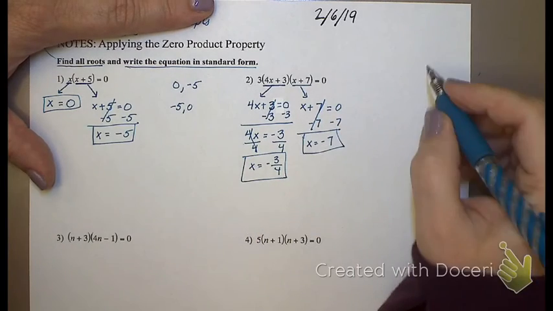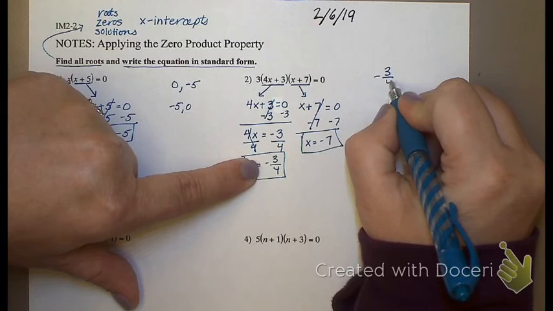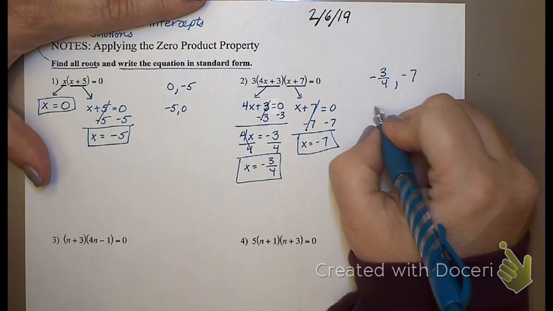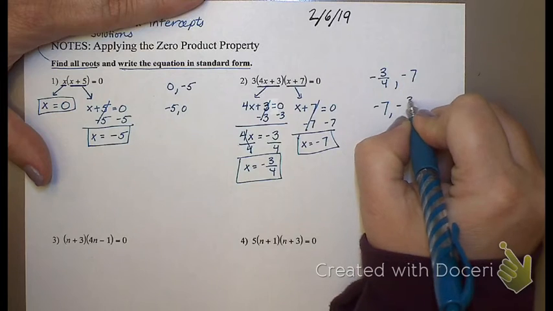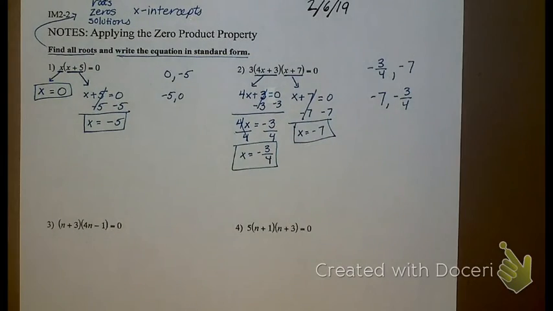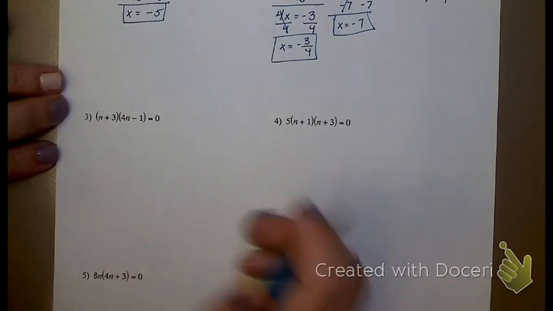Again, typing this onto Edge Elastic, you would type in -3/4, -7, or you could type in -7, -3/4. Again, do not use decimals, please. Okay, so that's it for finding the roots. That should be a piece of cake. I can go through and I can do these all really, really fast.